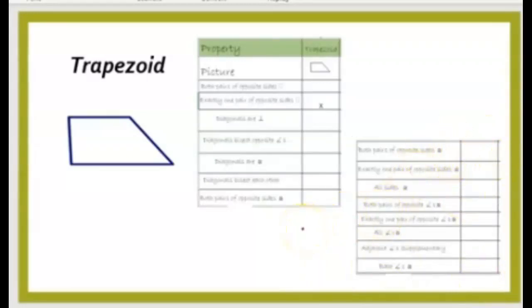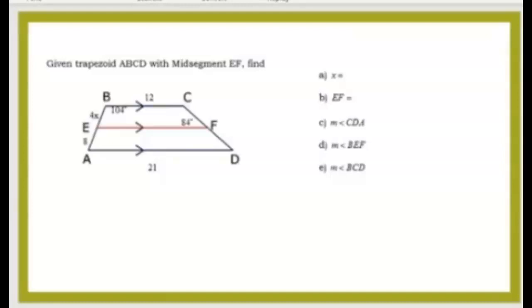The only thing that's special about a trapezoid is exactly one pair of opposite sides are parallel. You can see it's this pair right here. Obviously, the two on the left and the right are not parallel, but that's it. There's a special kind of trapezoid called an isosceles trapezoid, and that one has a lot more going on, and we're going to talk about that one next. All right, so given this trapezoid, we're going to find all these things over here. So find the length of x.